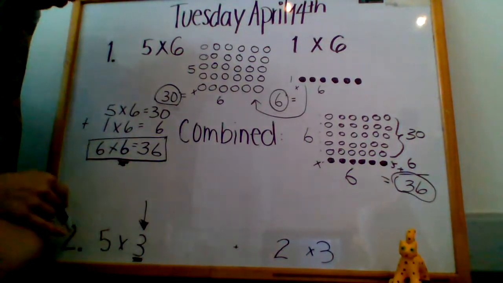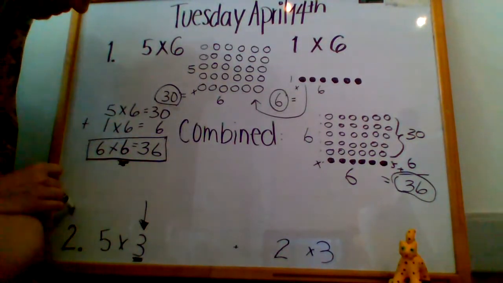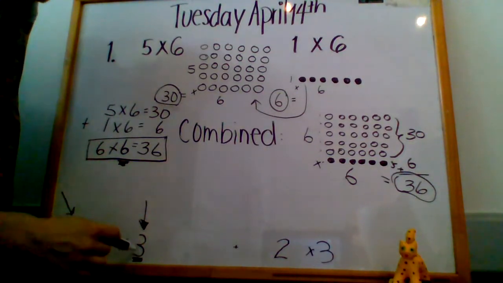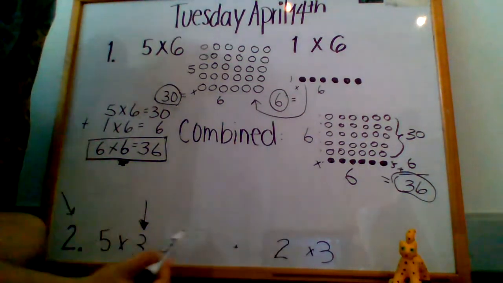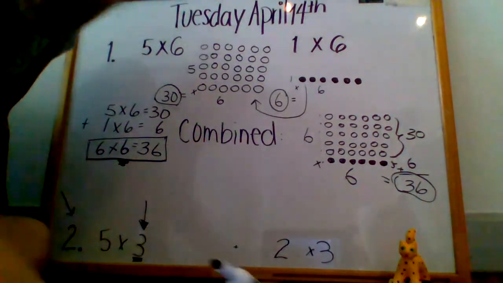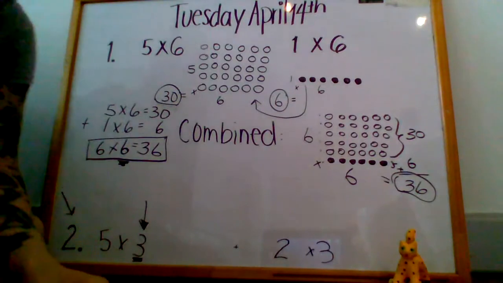And we also got the multiplication sentence, 6 times 6 equals 36. Now today, all you're going to do is you're going to do this, number 2, on your own. You're going to combine 5 times 3 and 2 times 3. You need to draw the arrays and combine them just like I did and find the multiplication sentence.